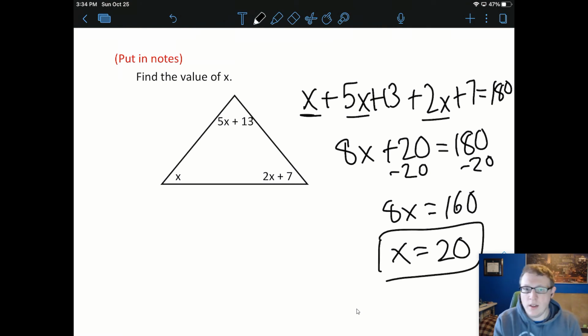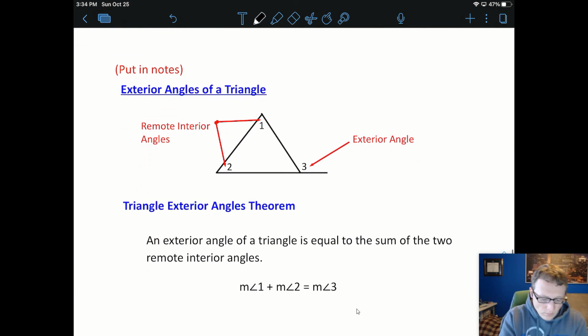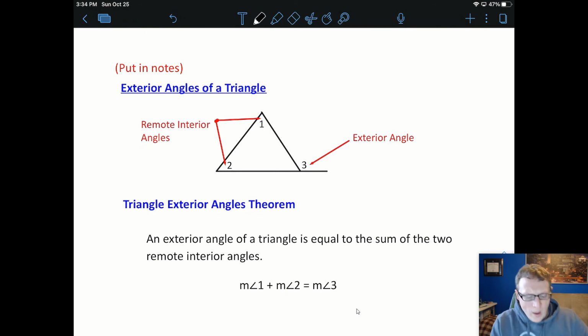Doesn't say to plug it in, so we're all done. We got x is equal to 20 for that. You could always plug in just to double check your answer, but I'm not going to do that on this video to make it even longer. All right, the last thing is a vocab and then another theorem.